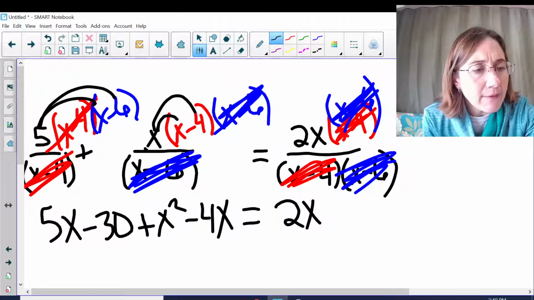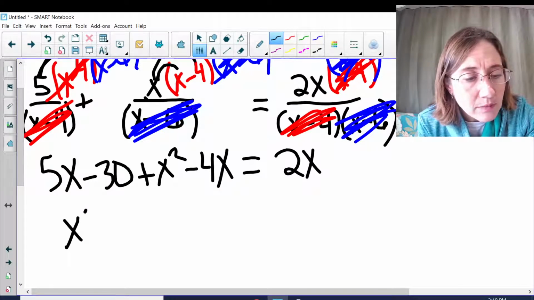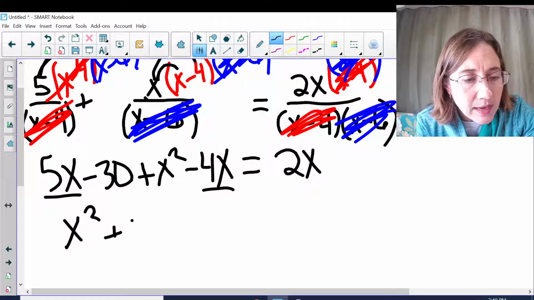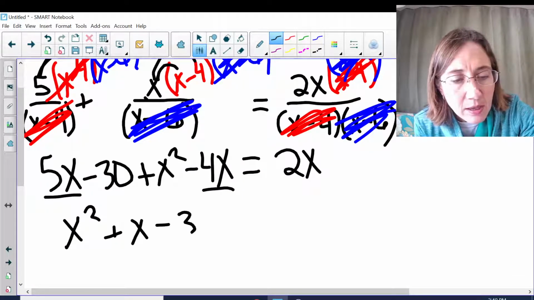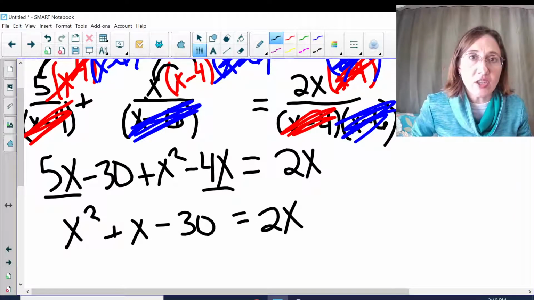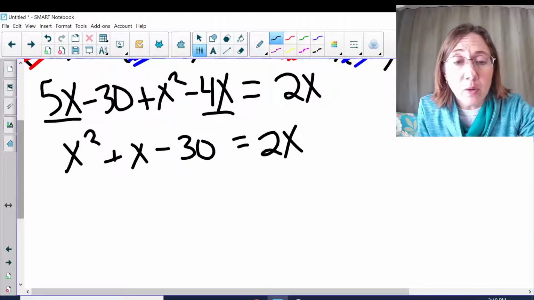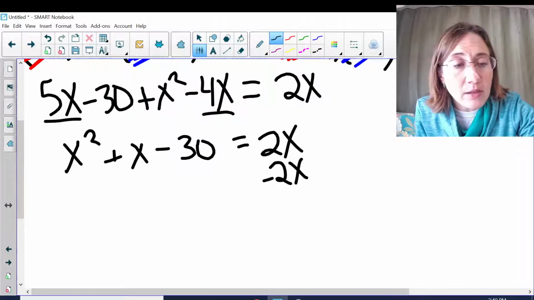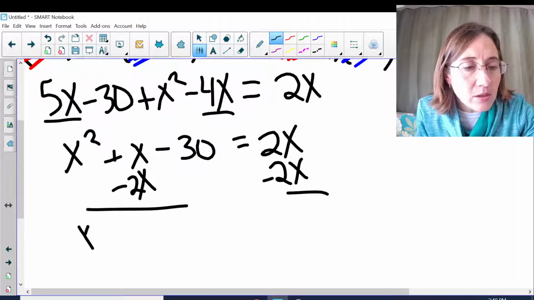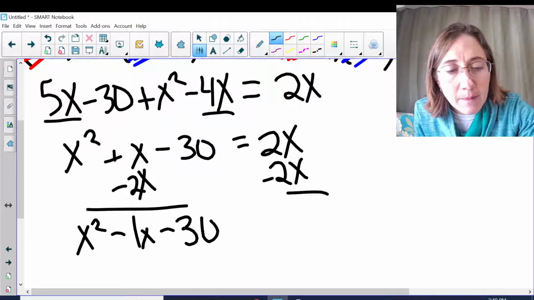I don't like how the left side looks all out of order like this, so I'm going to put my x squared first. If I put the 5x and the minus 4x together, that would be plus x. And then minus 30 equals 2x. So this remaining equation is a quadratic equation. To solve a quadratic equation, we have to have a 0 on one side. So I'm going to subtract 2x, put it with my like terms there. So x squared minus 1x minus 30 equals 0.